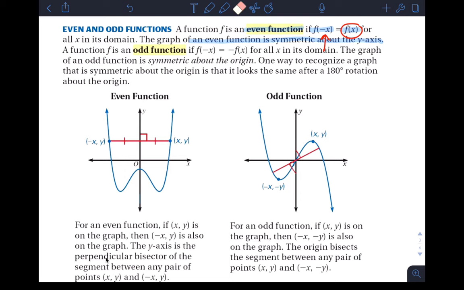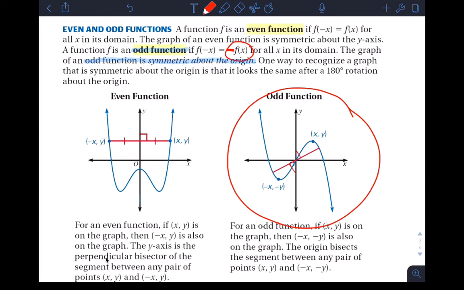An odd function, so let me take this out, an odd function works this way. If I substitute negative x into the function, I get the negative of the original function. Okay, and also, the next thing is that an odd function is symmetric about the origin. So here's a picture of an odd function being symmetric about the origin. Okay? So what that means is this point over here and this point over here are reflected across the origin, right? This point over here and this point over here are reflected across the origin, right? So this function is symmetric about the origin.